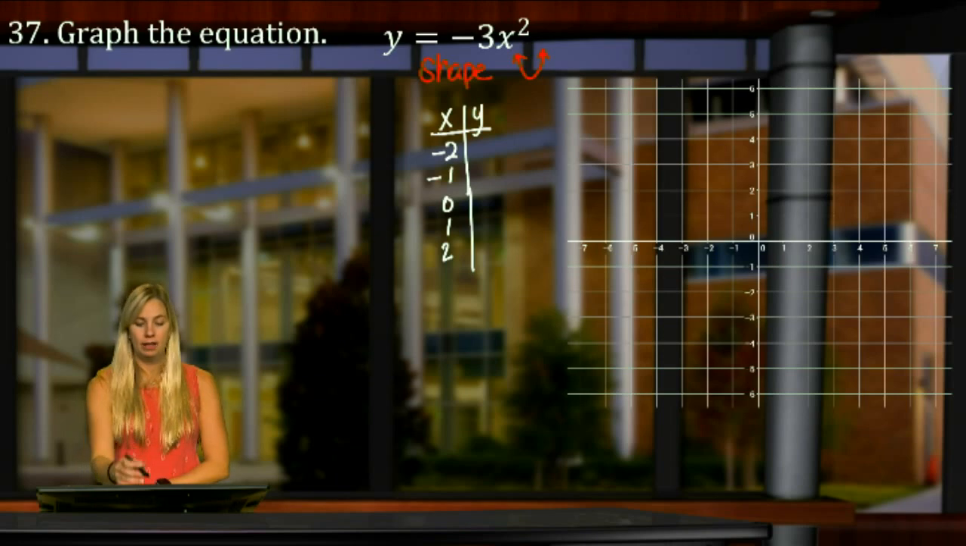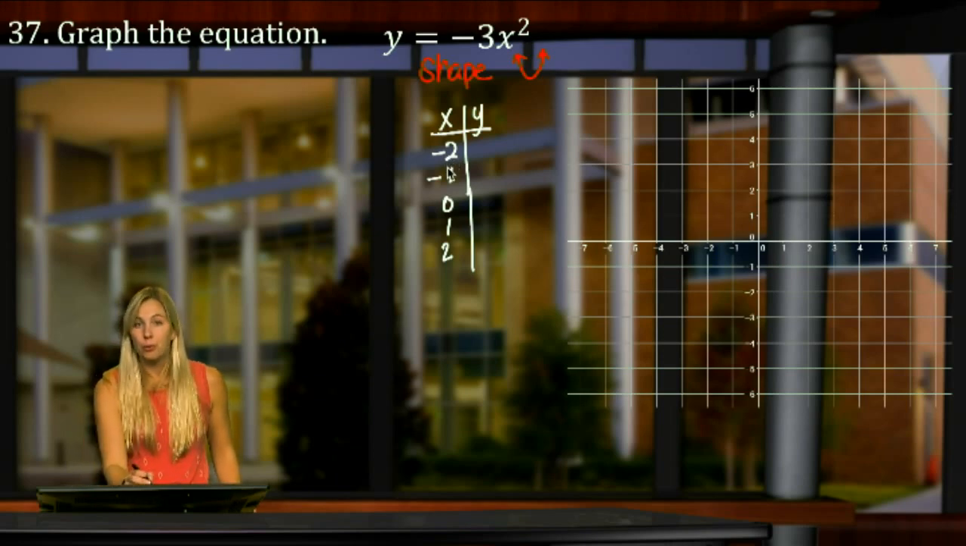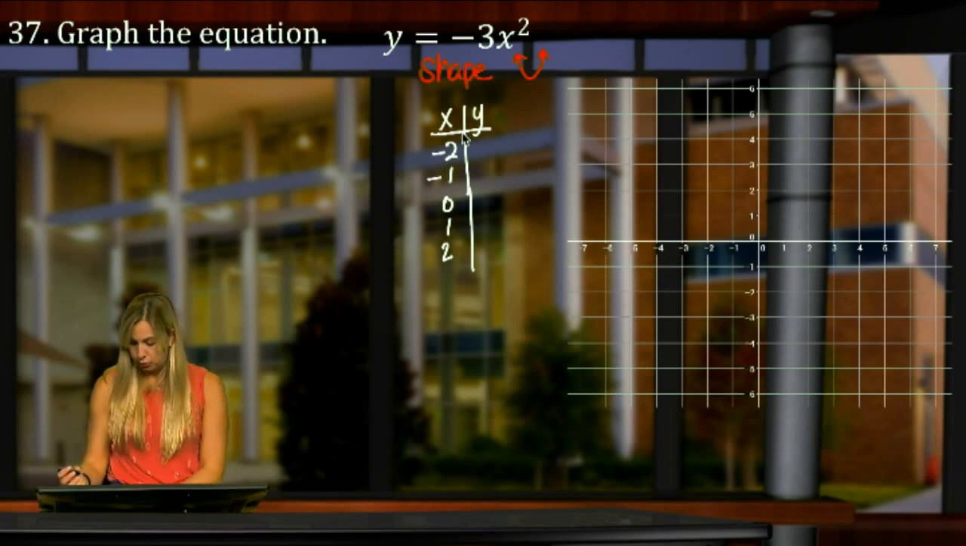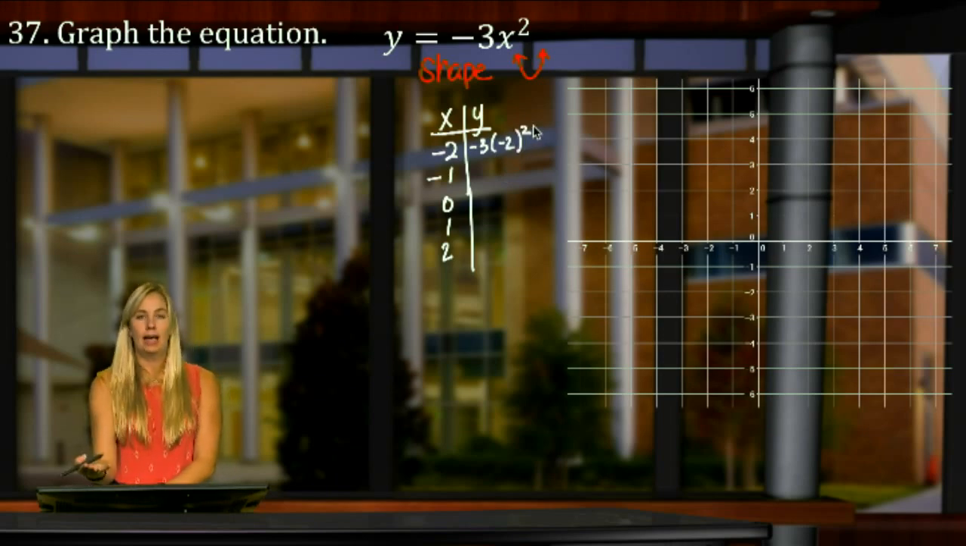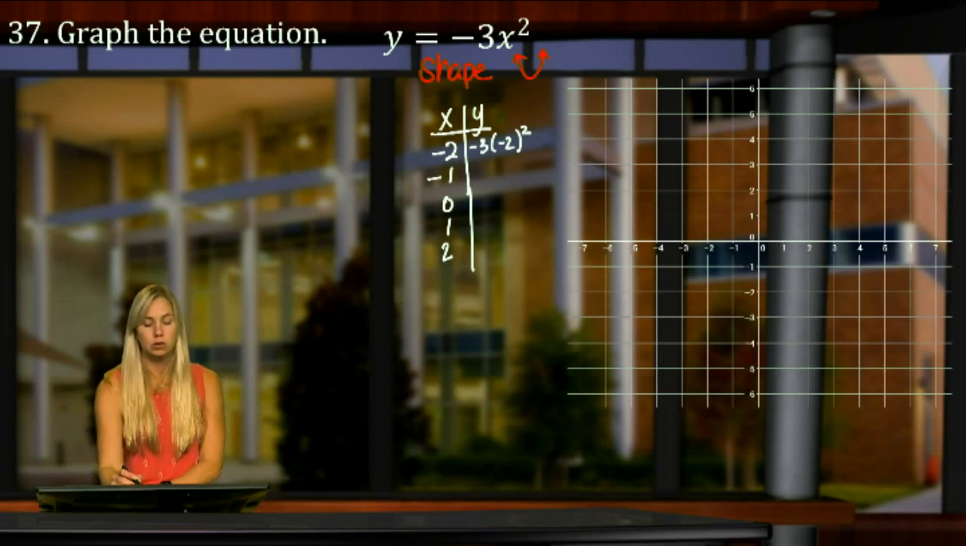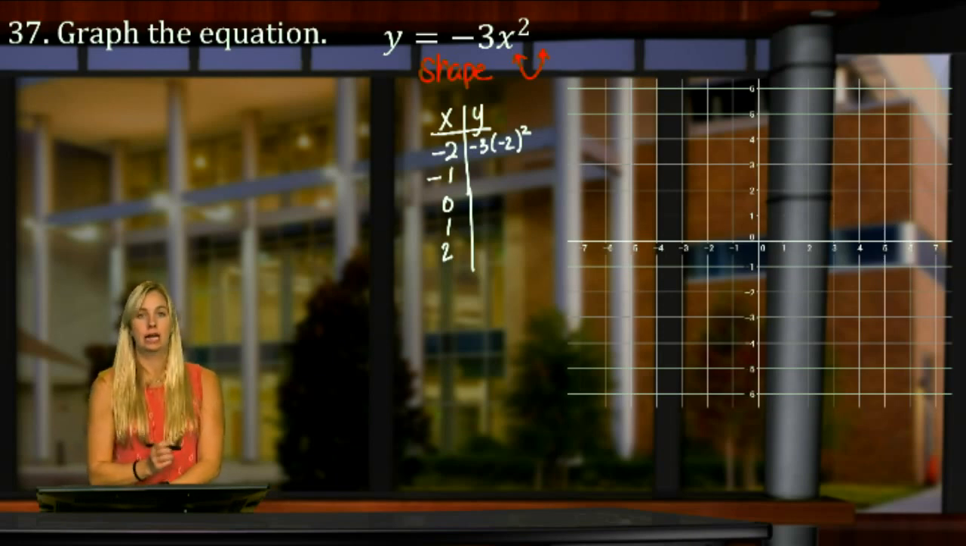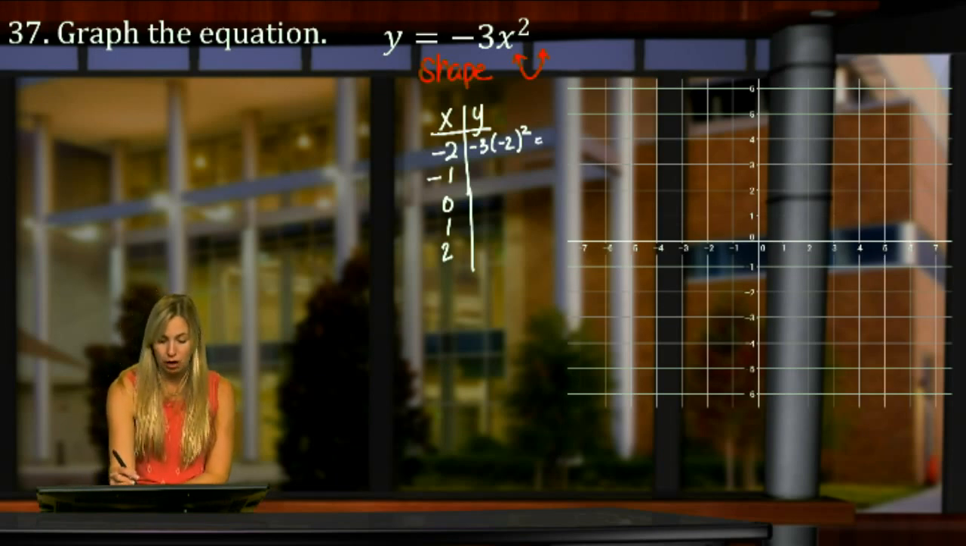While we're waiting on that, let's go ahead and complete this table of values. Remember your order of operations. So I'm going to show that real quick here. When I plug in -2, it's -3 times -2 squared. We need to evaluate the exponent first. -2 times -2 is +4. +4 times -3 is -12.